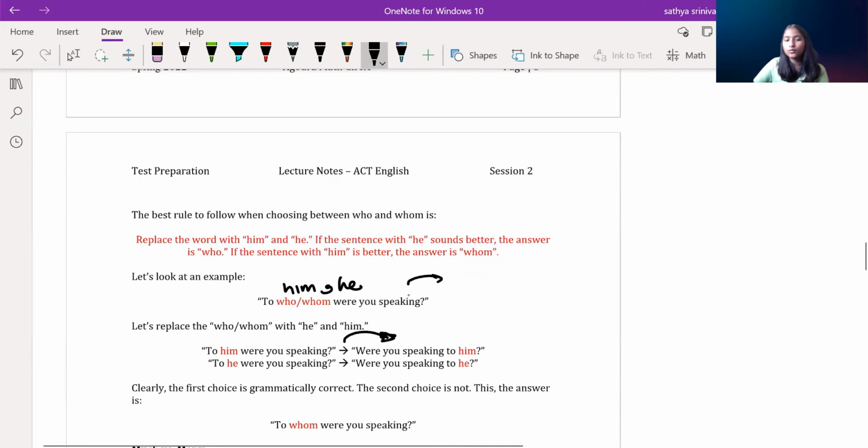To who or whom were you speaking? To him were you speaking would turn into were you speaking to him, or to he were you speaking to he, right? Which one sounds better? Obviously this one does, right? You wouldn't say were you speaking to he, right? So in this case, you would use whom, not who. Okay, does that make sense?